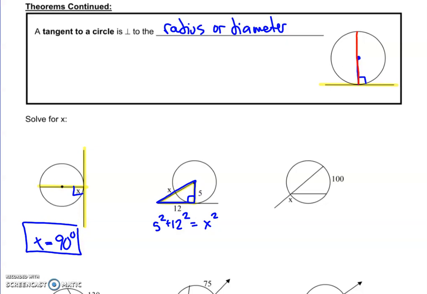I'll do this kind of quickly, but I expect you to put that into a calculator. That gives you 169 equals x squared. And then you just square root both sides. X is 13.